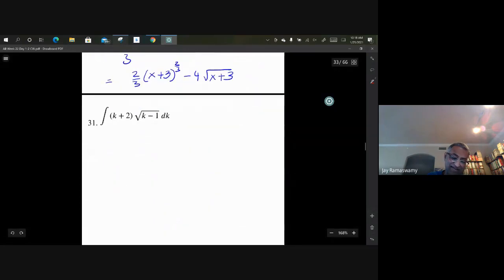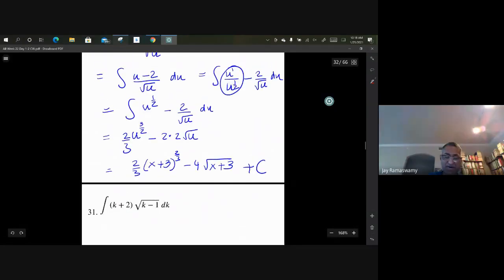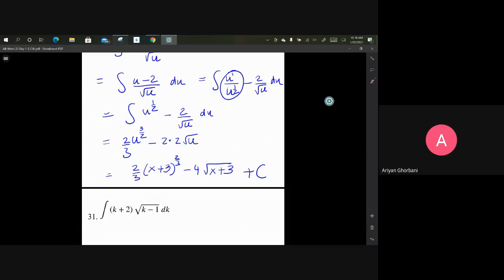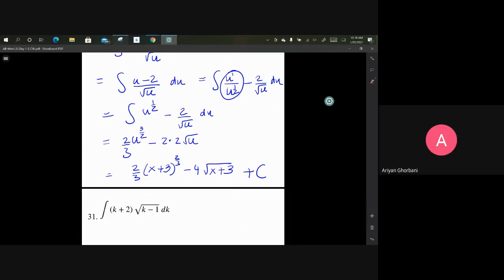Write down 31. Rama, I think you made a mistake. No, I did not. And the powers, like 3 over 2, then it's like 2 over 3? Yeah. Multiply by the reciprocal. Okay. Oh, never mind. Okay.